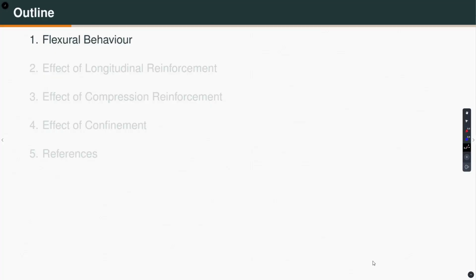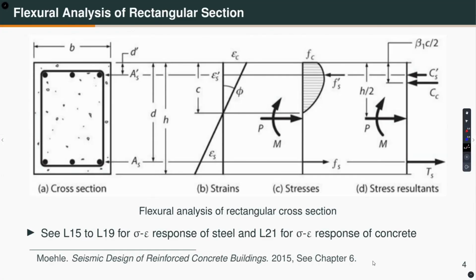So, in this lecture what we want to focus on is the flexural behavior of reinforced concrete cross sections. Then we will look at the moment curvature response, and subsequently in the next lecture we will look at an OpenSees example. So, let us get started with the flexural behavior of reinforced concrete cross sections.